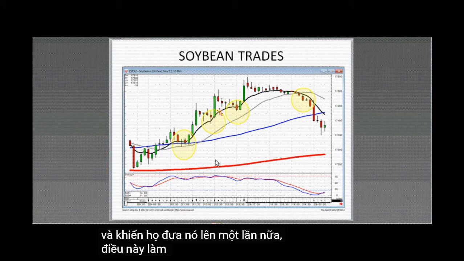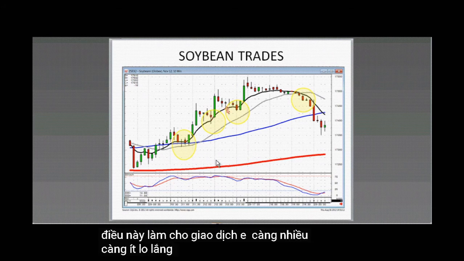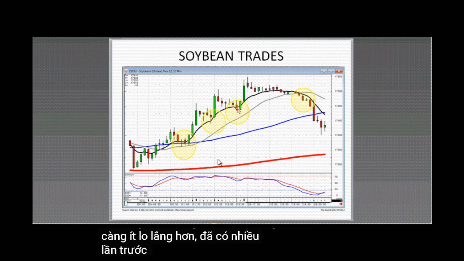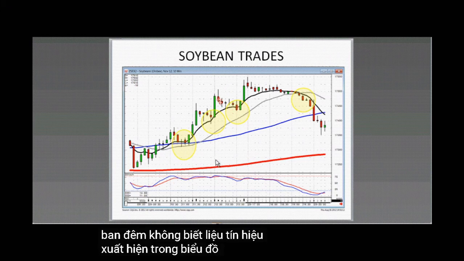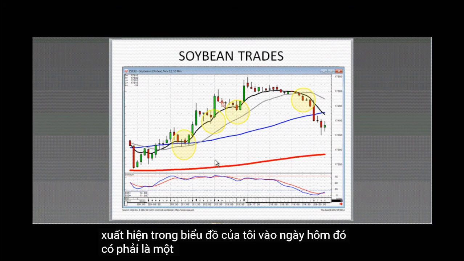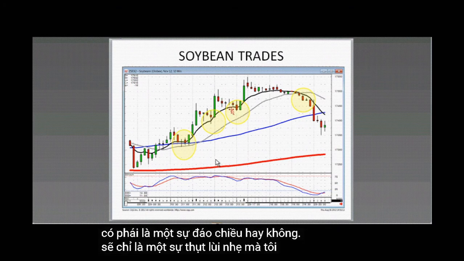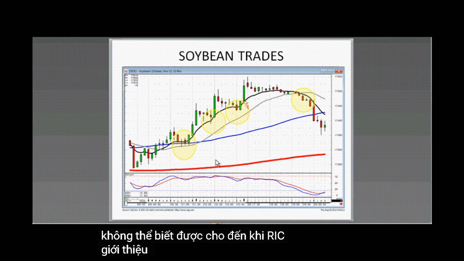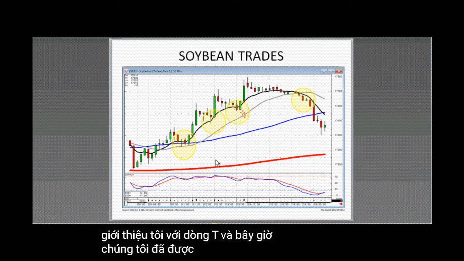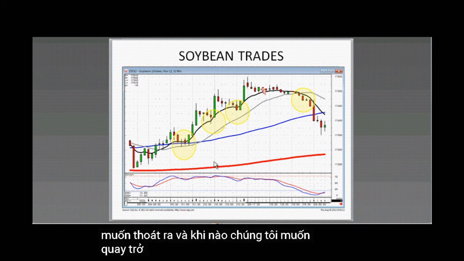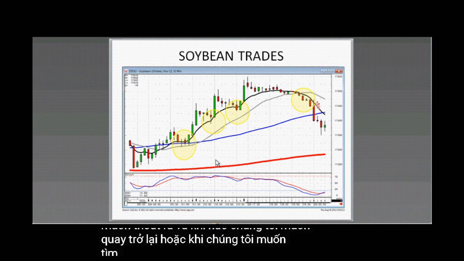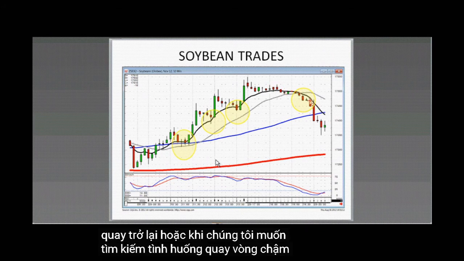This makes trading much easier and a lot less anxiety-filled. There were many times before the T-line came along that I would toss and turn at night, not knowing whether the signal that occurred in my chart that day was going to be a reversal or just a slight pullback. I had no way of knowing until Rick introduced me to the T-line, and now we've been able to cultivate it to be a very effective tool that tells us when we want to get out and when we want to get back in, or when we want to go short, looking for that slow rollover situation.